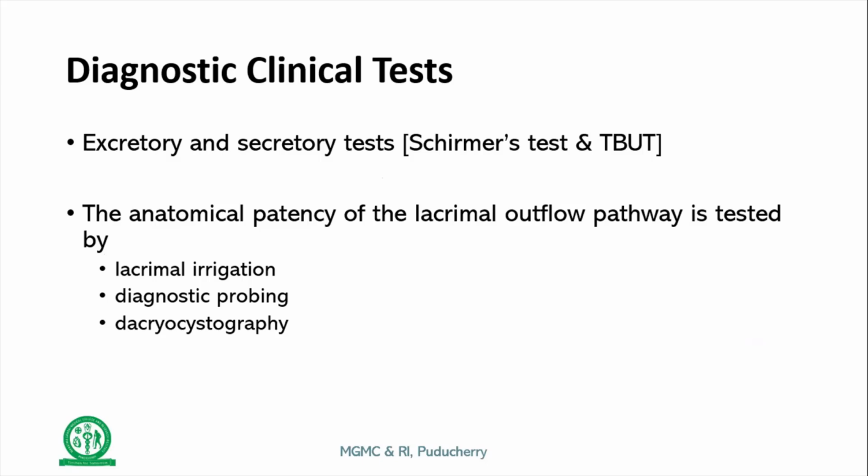Examining the drainage pathway can be done with excretory or secretory tests. The secretory tests basically are the Schirmer's and TBUT, which evaluate the tear secretion. The excretory tests are the ones that check the drainage pathway, and we can do an anatomical assessment as well as a functional one. How is the drainage? Anatomical assessment is done by lacrimal irrigation, probing, and the DCG.